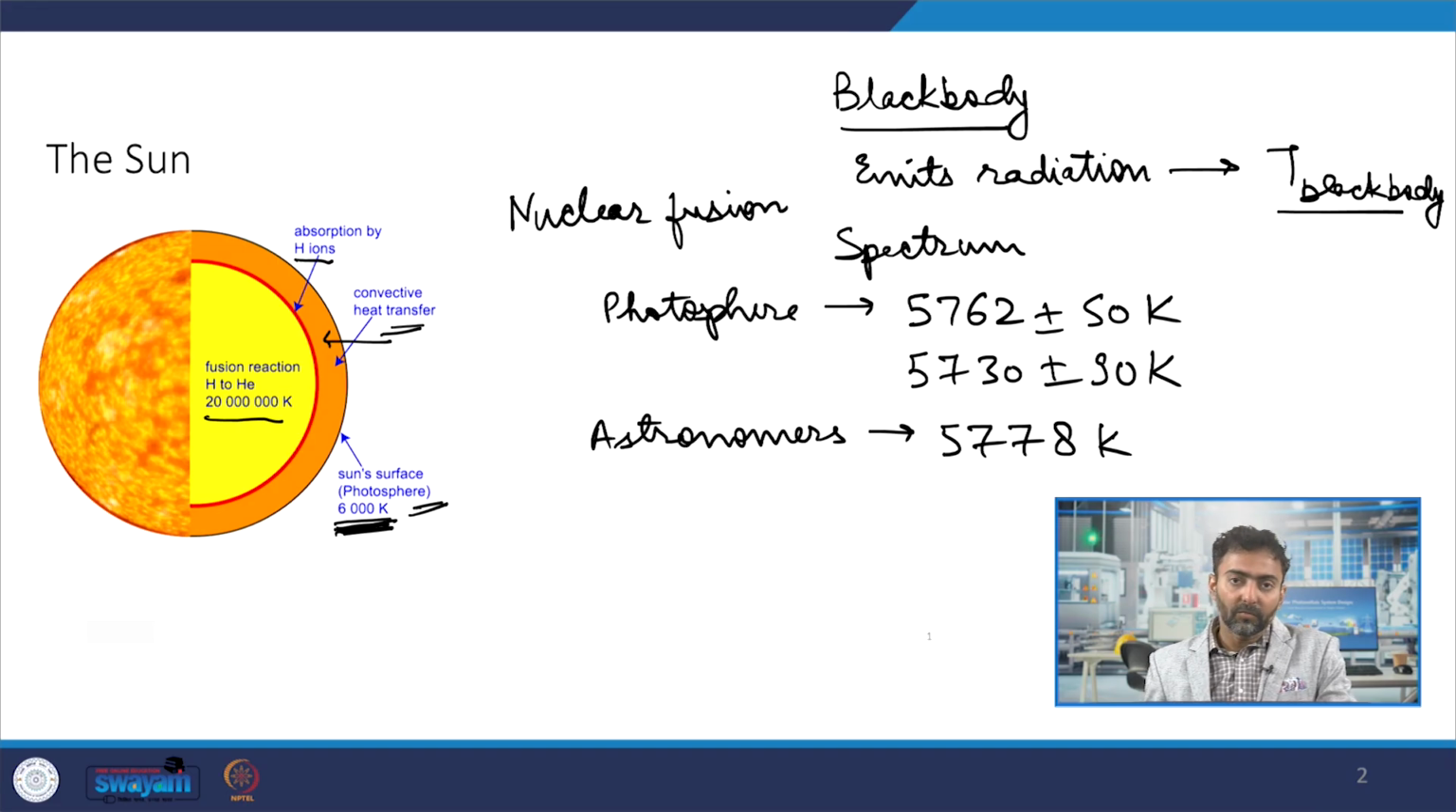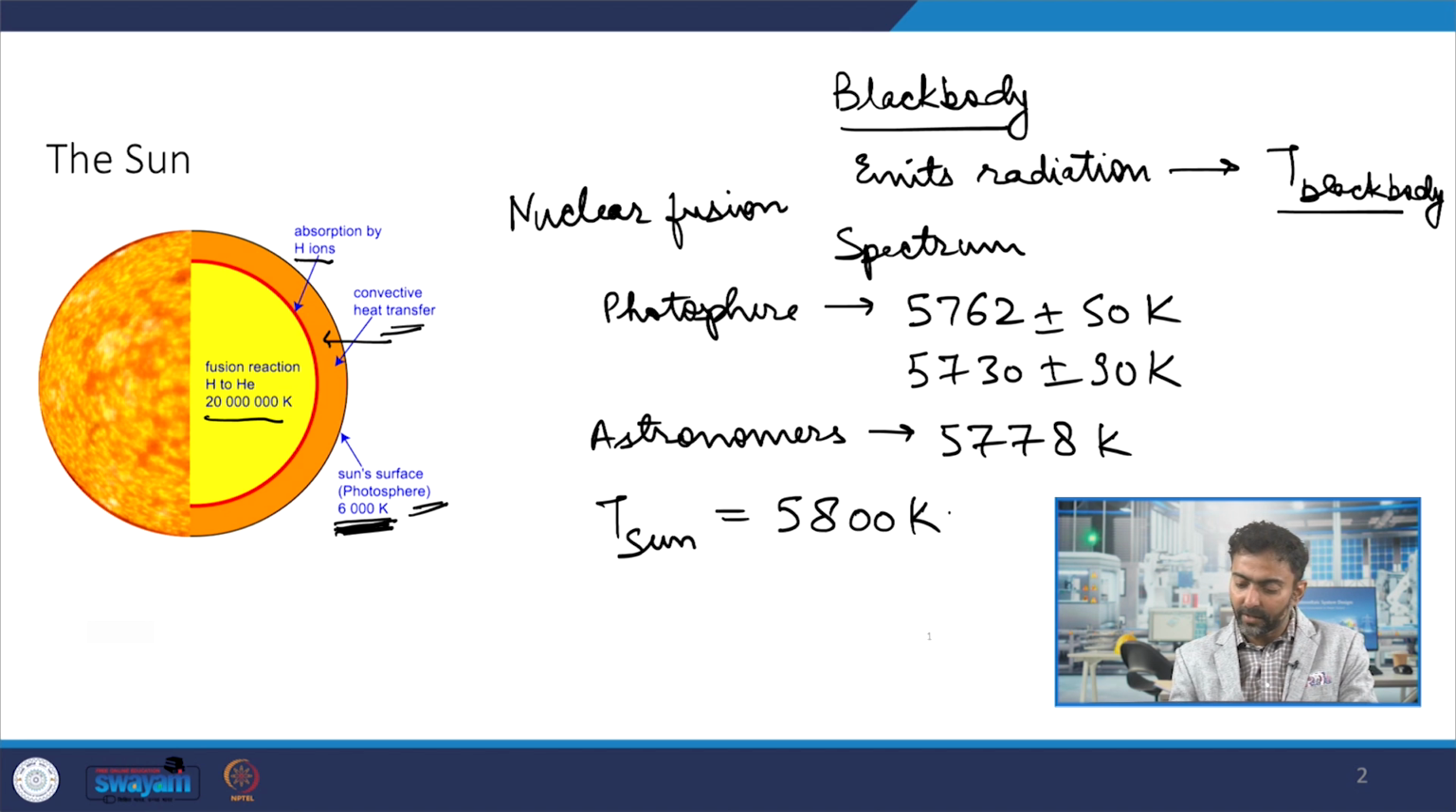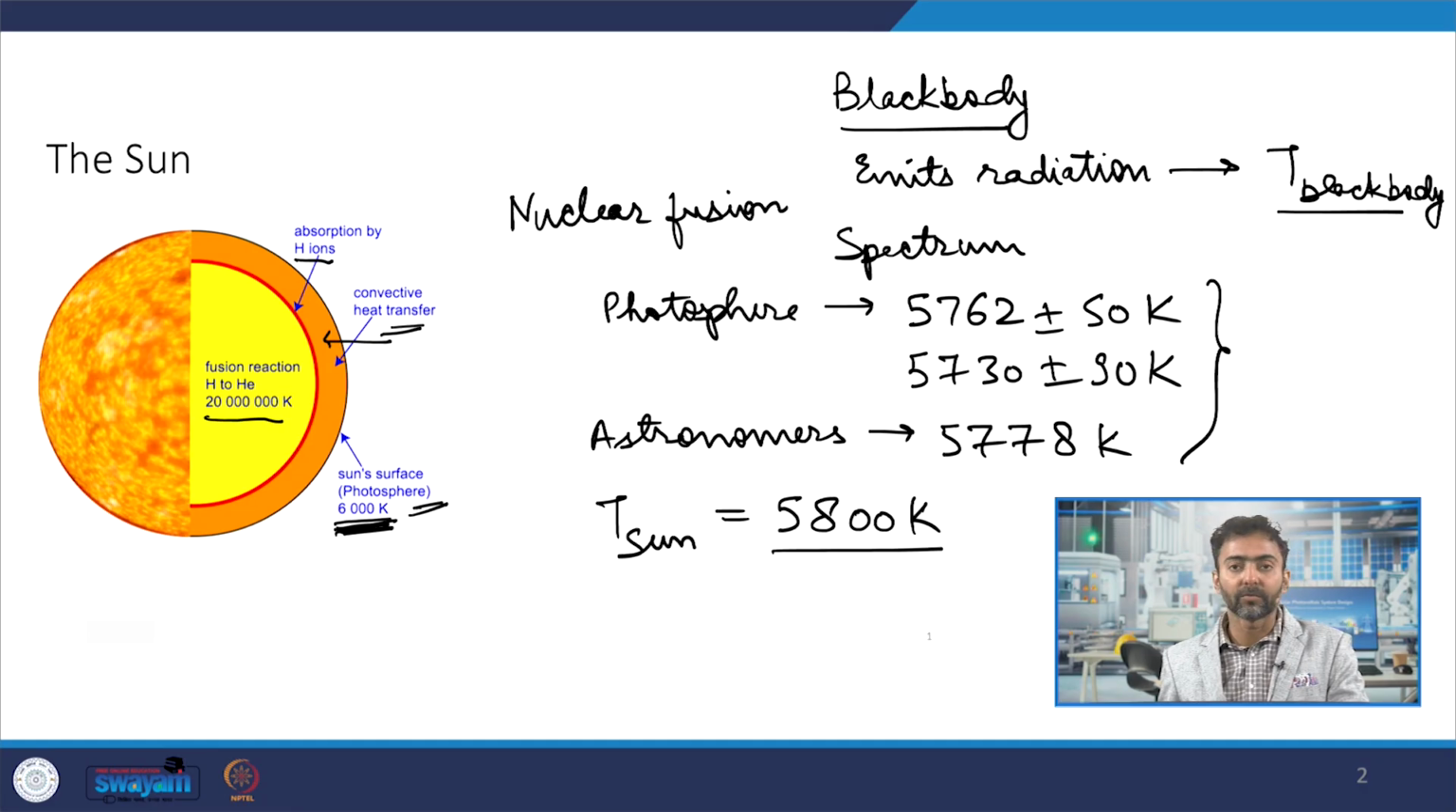So if we want to characterize the spectrum of the sun, we need to zero in on a particular value, and as we can see, there is some variation in different studies and estimates. So in this course, we will consider the temperature of the sun, T sun, or the photosphere temperature, as 5800 Kelvin, which is very near to all these different estimates which we see here. And it gives a good trade-off between complexity and accuracy. It's a simple and straightforward number rounded off to the closest 100, and gives quite accurate results.